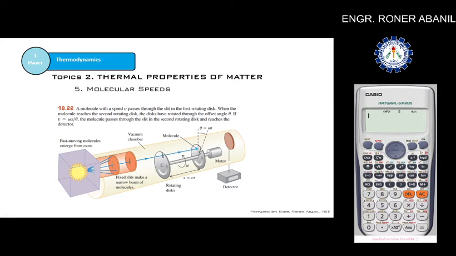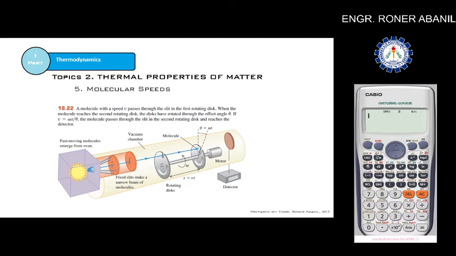A series of slits blocks all molecules except those in a narrow beam, which is aimed at a pair of rotating disks. A molecule passing through the slits in the first disk is blocked by the second disk unless it arrives just as the slit in the second disk is lined up with the beam. So this functions as a speed selector that passes only molecules within a certain narrow speed range. This range can be varied by changing the rotation speed, and we can measure how many molecules lie within various speed ranges.